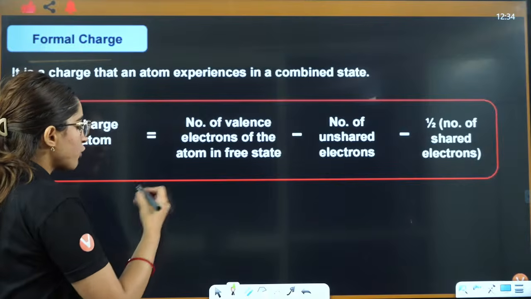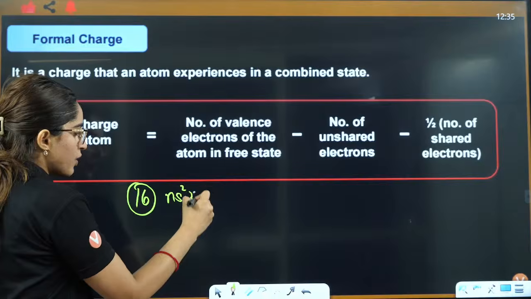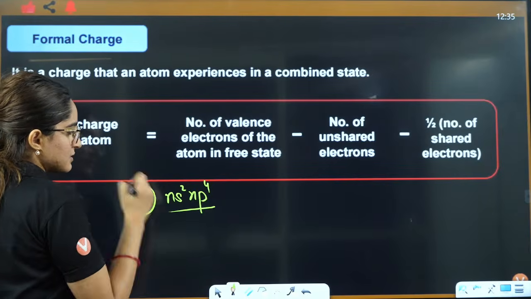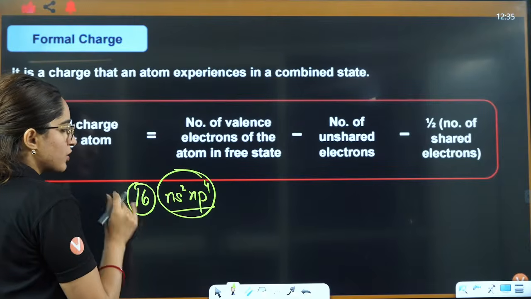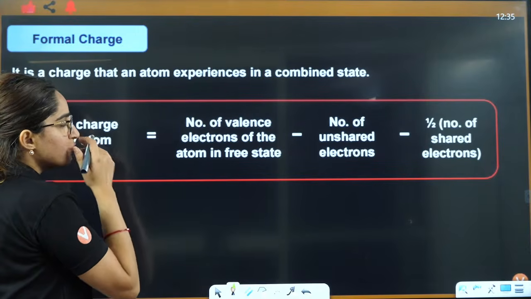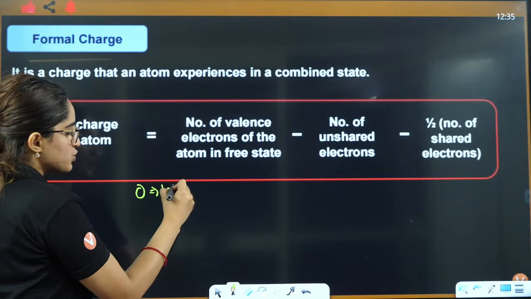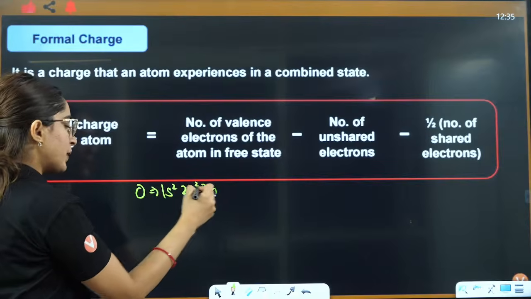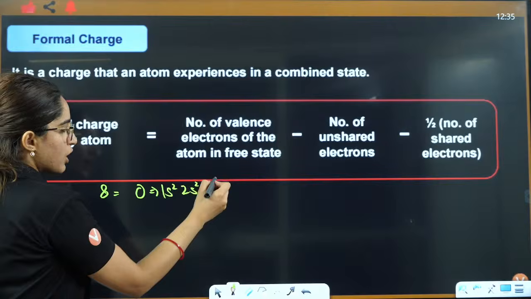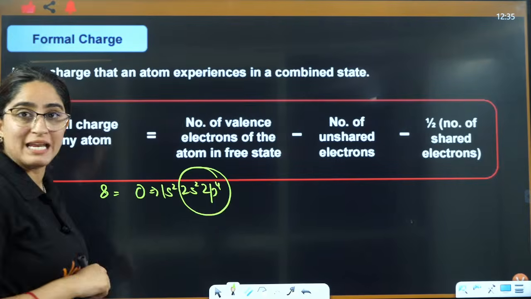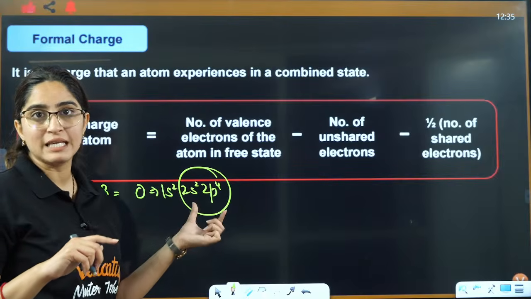Now, oxygen belongs to group number 16. That means ns2np4. So you can see it is 6 valence electrons. One more thing here: when I talk about oxygen, it is 1s2, 2s2, 2p4, since the atomic number is 8. So this is the outermost shell. I am not talking about the subshell, I am talking about the shell here.